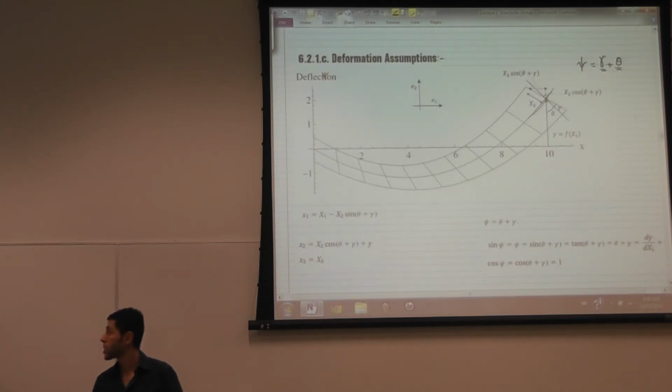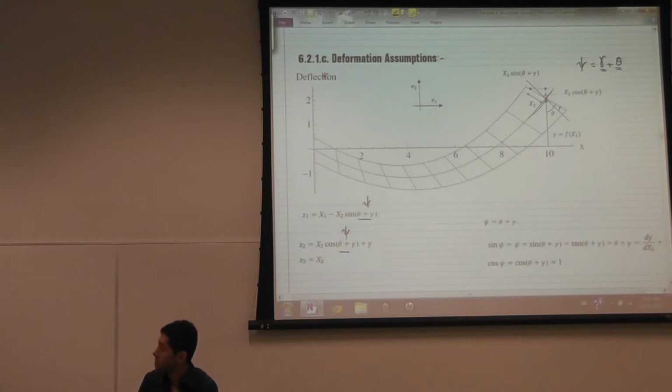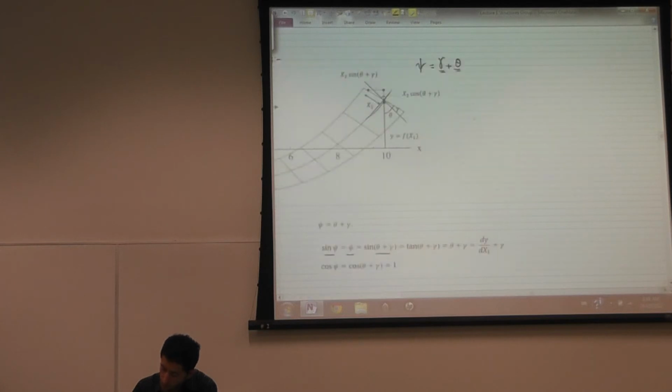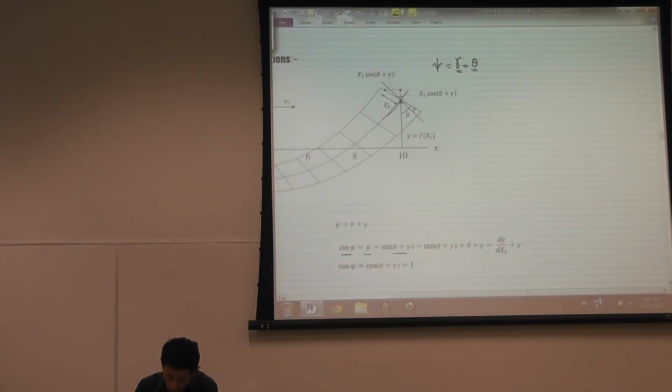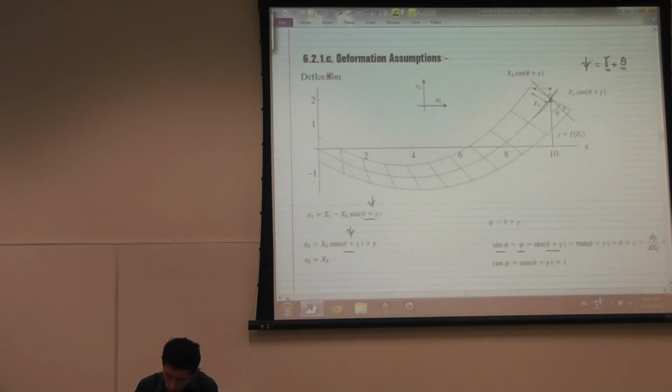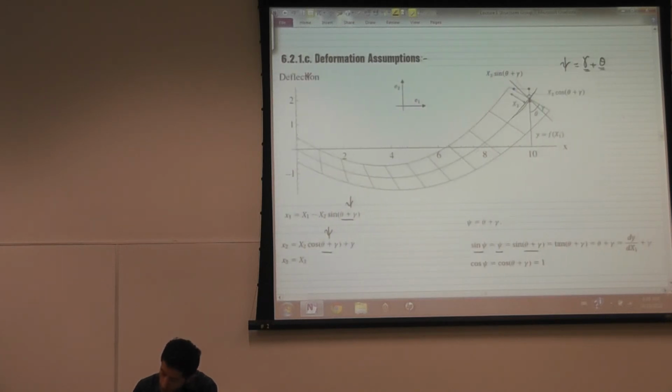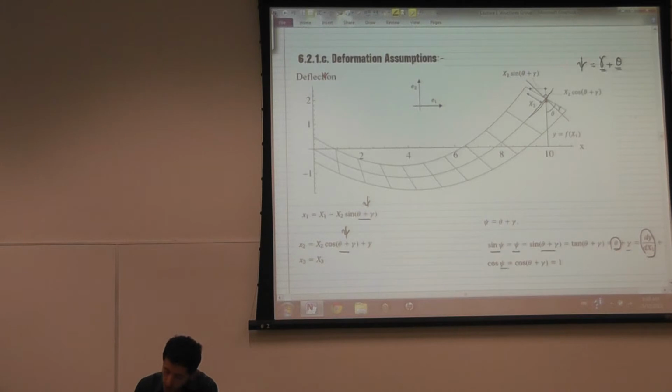And so replacing theta in the previous derivation with theta plus gamma here, which is psi, and saying that sine psi, because psi is very small, is equal to psi, is equal to sine of theta plus gamma. And theta is dy by dx1 plus that gamma. And cosine psi is equal to cosine of theta plus gamma, which is almost equal to 1.